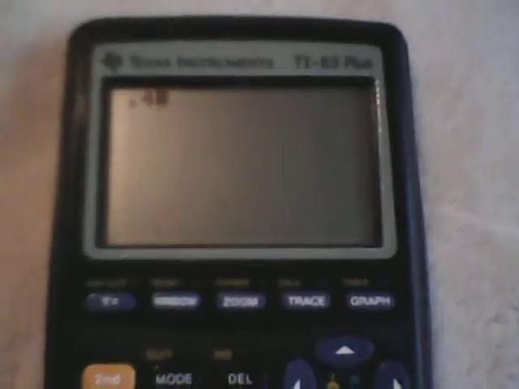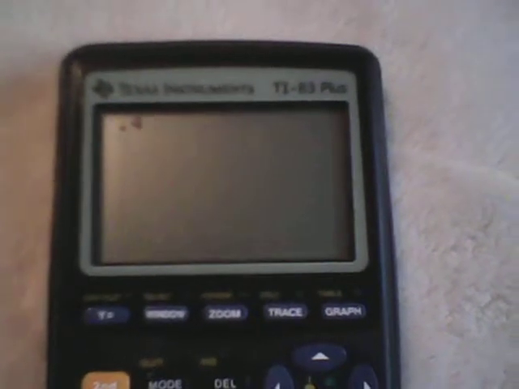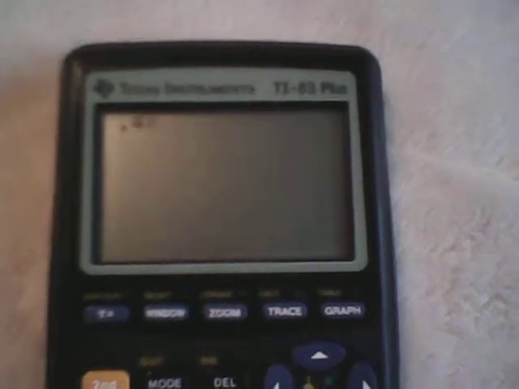So let's start with 0.4. Most people are good with decimals, but they struggle with fractions. But a lot of times you need to know how to make a decimal into a fraction. So what can you do if you have 0.4? We're going to use the graphing calculator to turn it into a fraction.